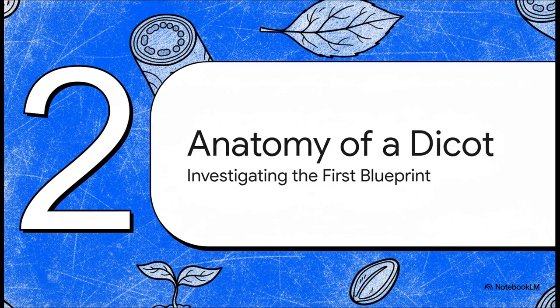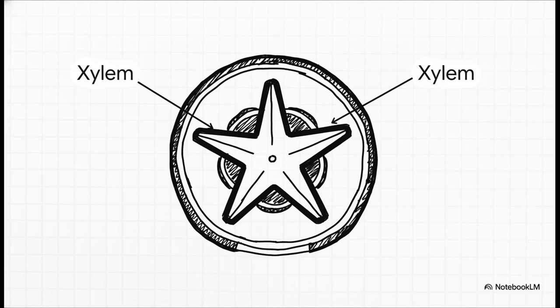So let's start our investigation with that first blueprint. We're going to look inside a dicot. These are your roses, your oak trees, your sunflowers. Let's see how they put those building blocks together. If you slice open a dicot root, the first thing you'll notice is how incredibly organized it is.